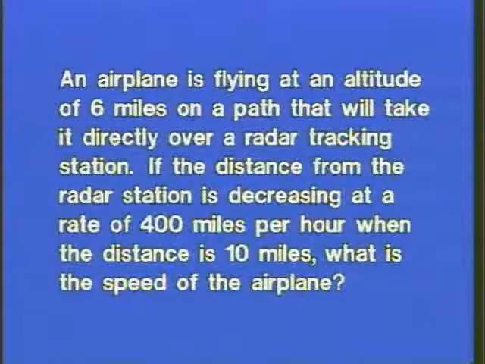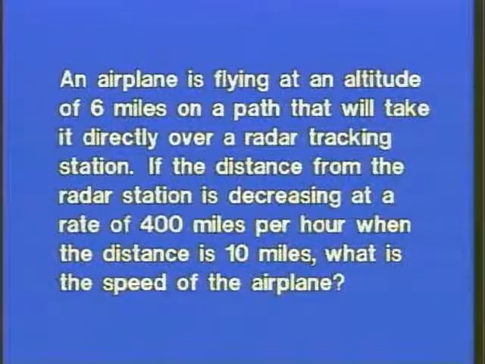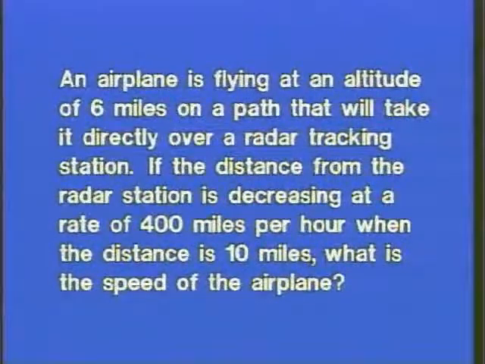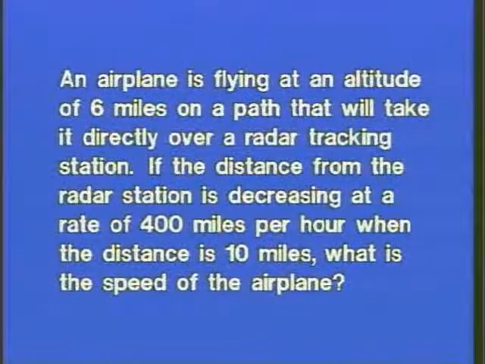An airplane is flying at an altitude of 6 miles on a path that will take it directly over a radar tracking station. If the distance from the radar station is decreasing at a rate of 400 miles per hour when the distance is 10 miles, what is the speed of the airplane? The confusing part here is the notion of the 400 miles per hour when the distance is 10 miles. You see, the airplane is not coming exactly straight toward the tracking station, but the distance between the radar unit and the airplane is decreasing at 400 miles per hour at a certain moment in time. And that moment in time is when the distance between them is 10 miles.